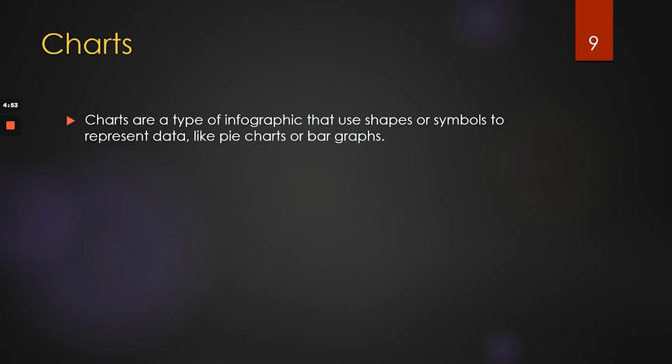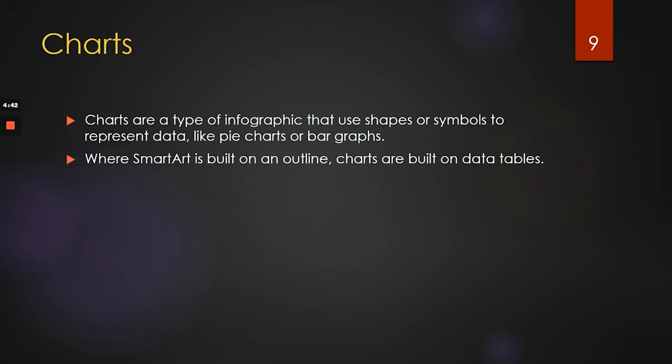Last but not least are charts, and they're probably my favorite of the bunch. A chart is a type of infographic that uses shapes or symbols to represent data, like pie charts and bar graphs. PowerPoint has a pretty good collection to choose from. Where SmartArt is built on an outline, charts are built on data tables. In other words, once you choose your category and design of chart, it'll put it into the slideshow along with a data table that you have to manipulate in order to build out your chart.